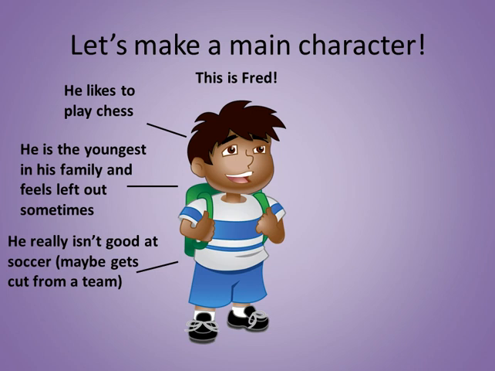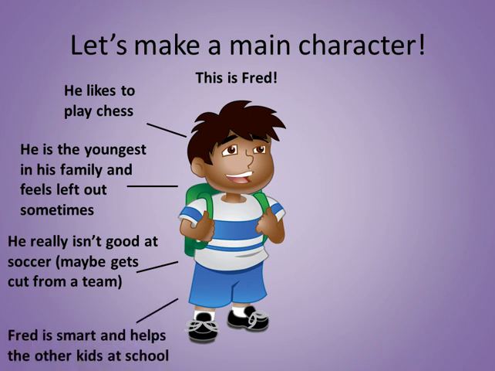Maybe he gets cut from a team, or maybe there's a gym class where he falls flat on his face and the other boys laugh at him in the class, or something like that. So there's something he's good at, something he's not good at. We can start getting a feel of who Fred is. He's smart and he helps the other kids at school. Maybe he's part of a tutoring program, or maybe the teacher just asks him to go help the other students. So we get an idea of who Fred is. We probably know someone kind of like Fred. Fred's a nice guy who helps other people out, but he's not great at sports.